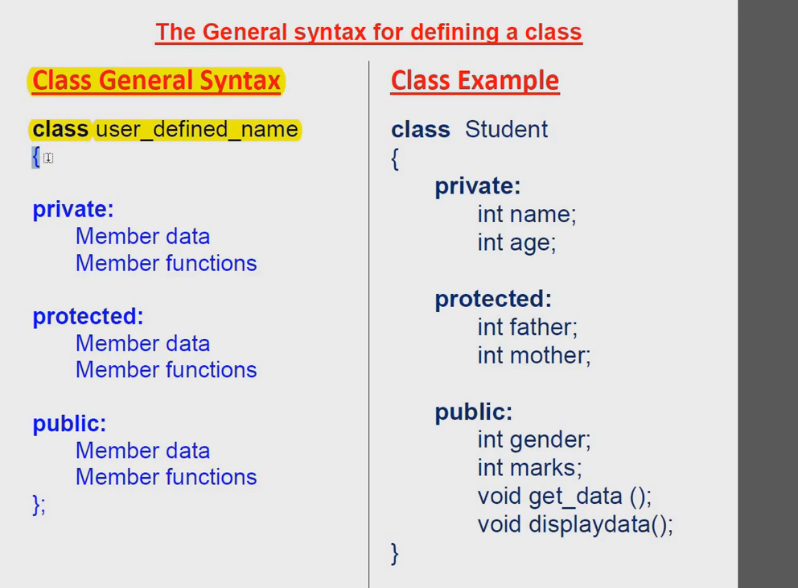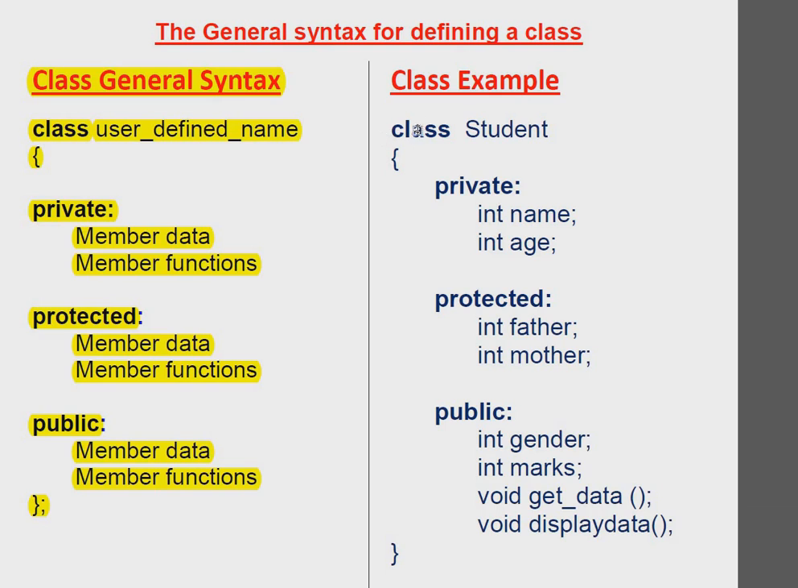Then opening flower bracket. Then private, this is an access specifier. Then member data and member functions. Again protected access specifier, member data and member functions. Then public access specifier, member data and member functions. Then close the flower bracket with semicolon. Here private, protected, public is optional. It is not compulsory to use all these access specifiers. We can use any one, like private or public.